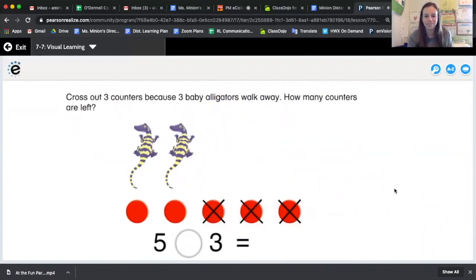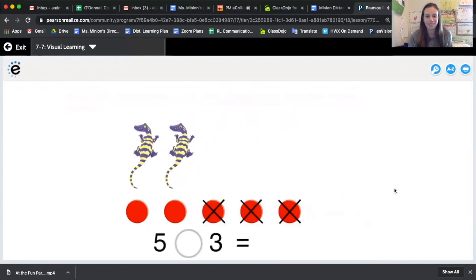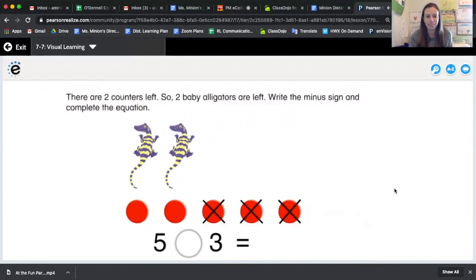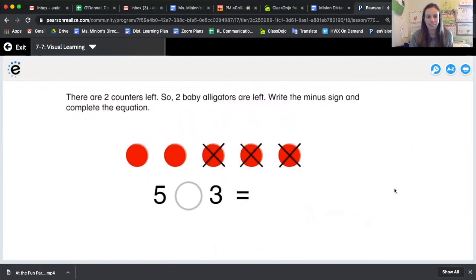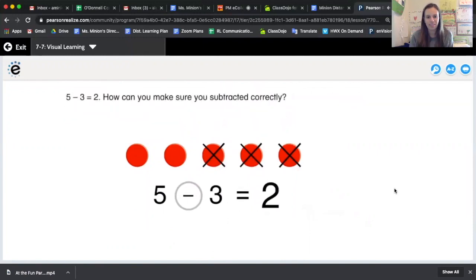How many counters are left? There are 2 counters left, so 2 baby alligators are left. Write the minus sign and complete the equation. 5 minus 3 equals 2.